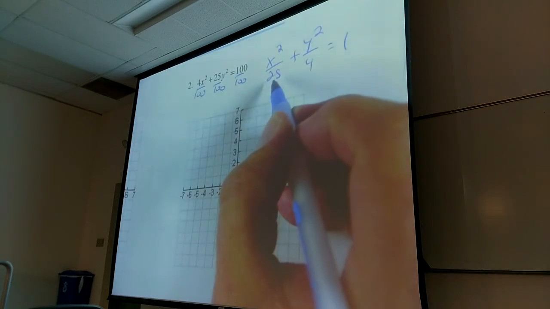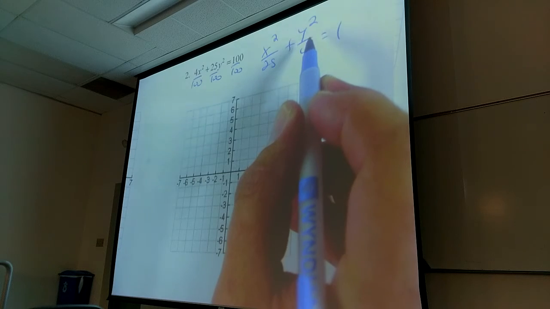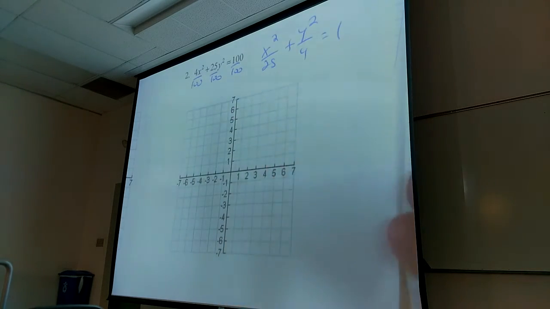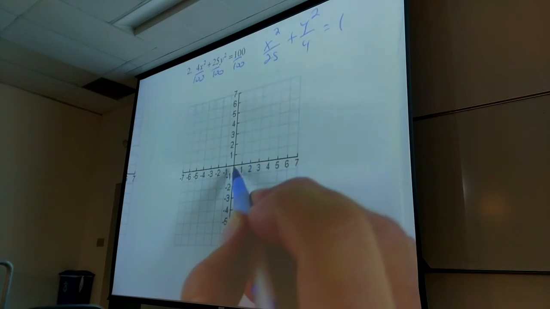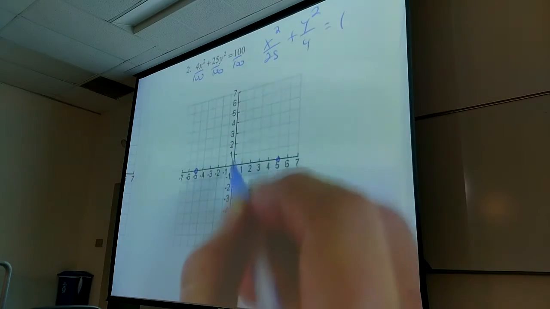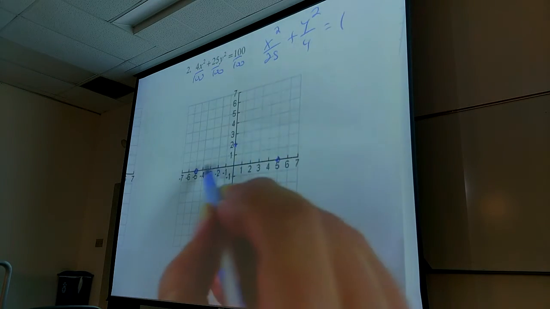How far out on the x do I go? 5. And of course, this is centered at 0, 0. So it's important to know where the center is because that's where you start, just like a circle. So 0, 0, so I'm going to go 5 on the x, up 5, down 5. And the y, I'm going to go 2, up 2, down 2. And then I just connected.